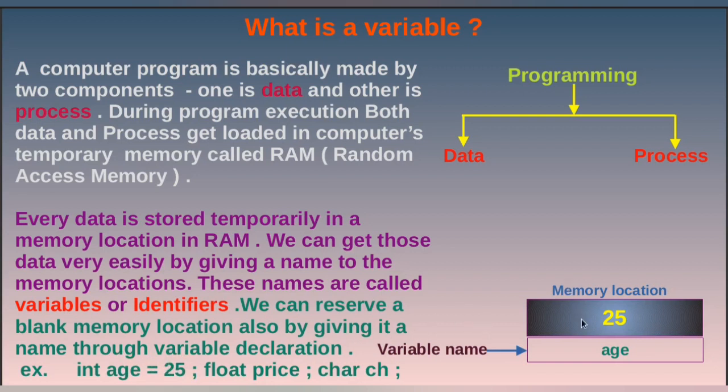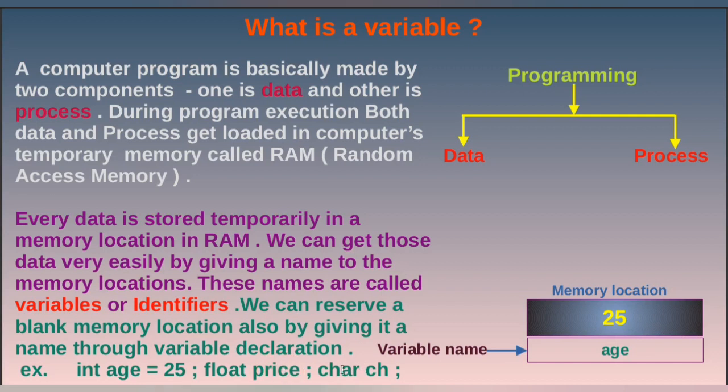You can see in the picture here, 25 is stored in a memory location, and that memory location is given a name age. So age is the variable. Similarly we can declare other variables, like here price is also a variable, but it doesn't have any value, so it reserves a blank memory location because it doesn't have any value.